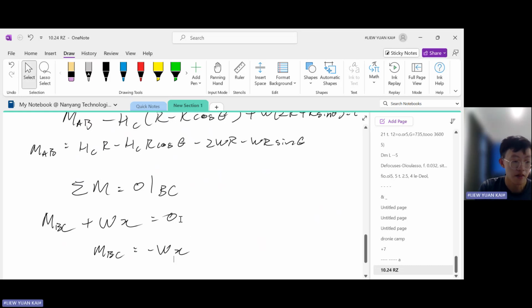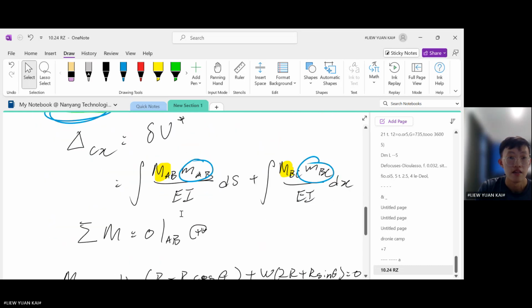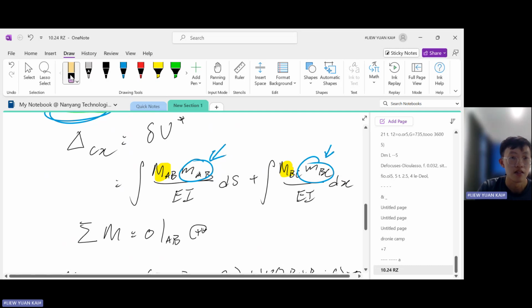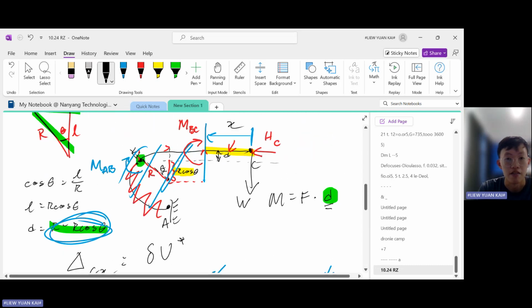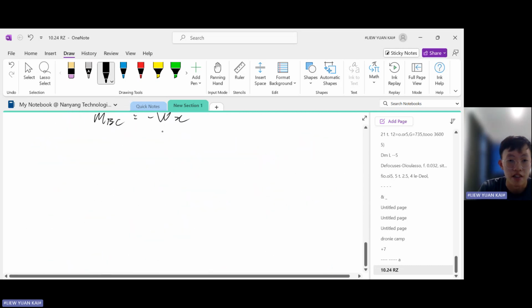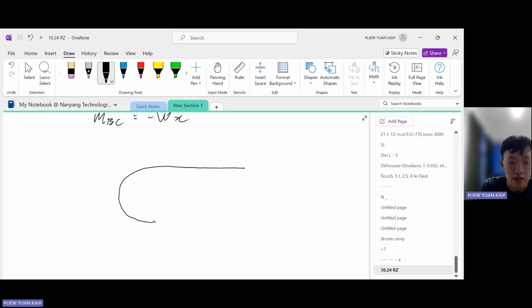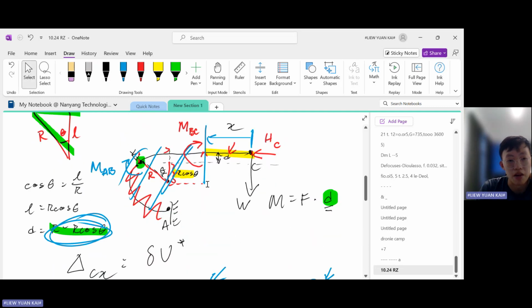Okay, so now we have to find the virtual internal moments, meaning the small mAB and the small mBC. So we need to do the virtual load analysis. The virtual load analysis means we need to do the same thing. So we take the same free body diagram, except we must apply the unit load. Now, how am I going to apply this unit load? The unit load that I'm going to apply is this.